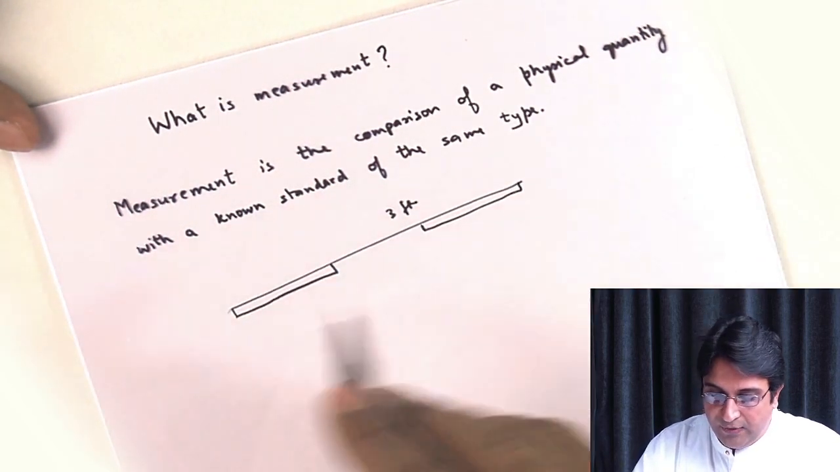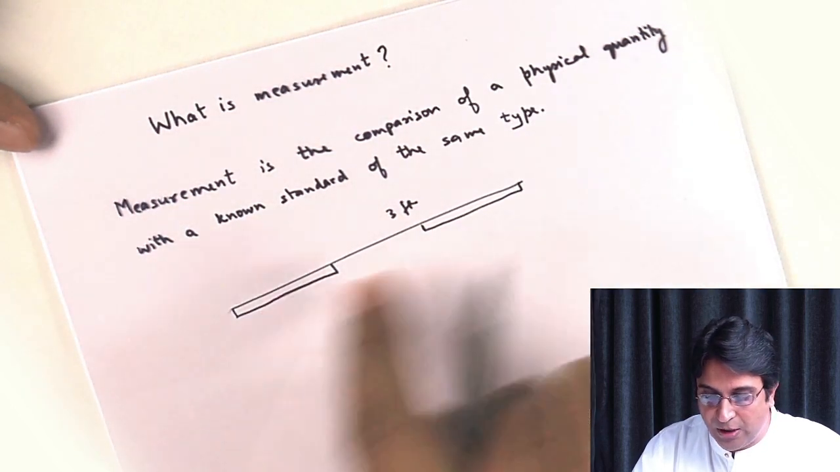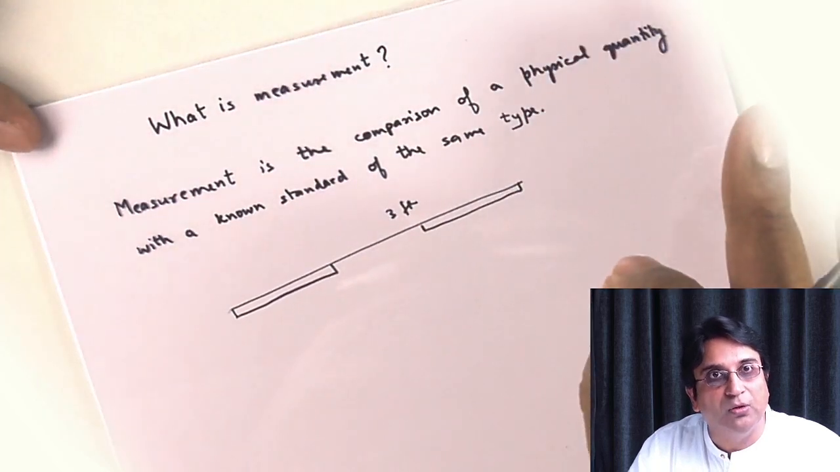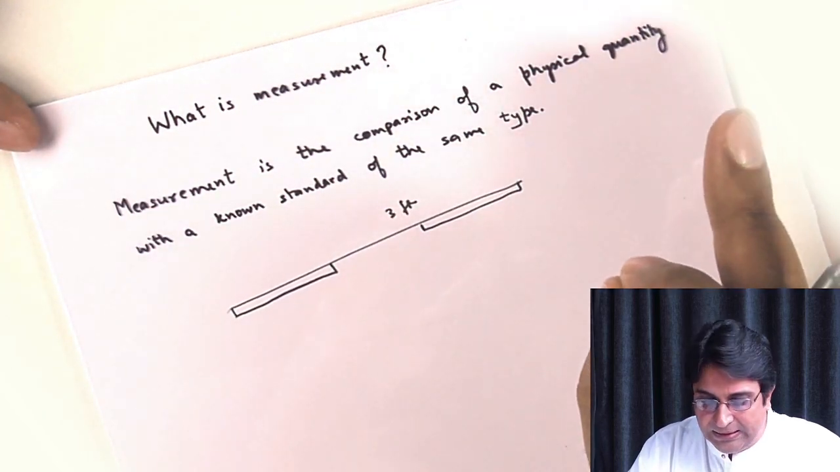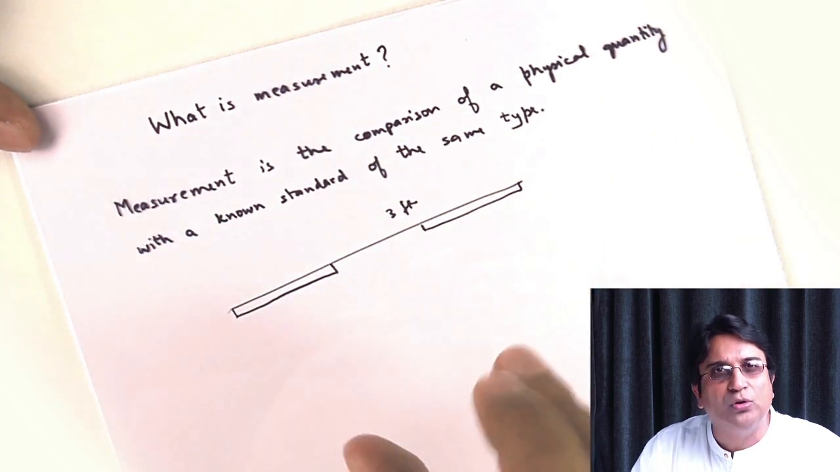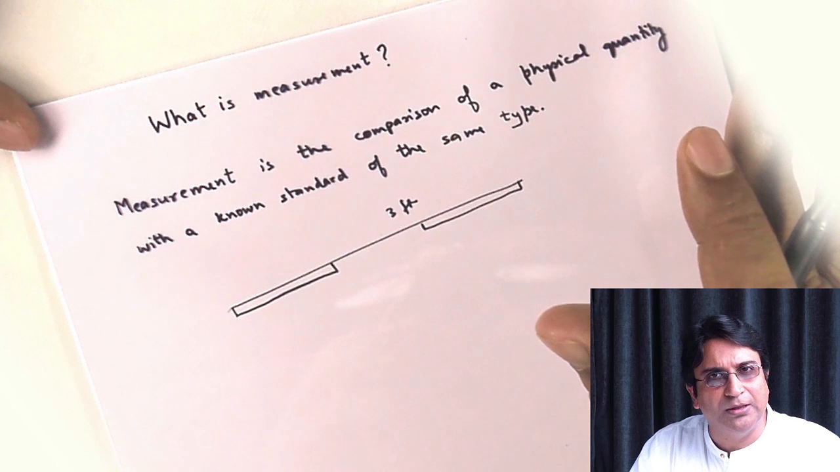So what have we done? We have taken a physical quantity of an object, so that's a rope, and we have taken its length in particular. And how have we measured it? We have compared it with a standard which is known as a foot. Now this standard is defined and universally accepted.